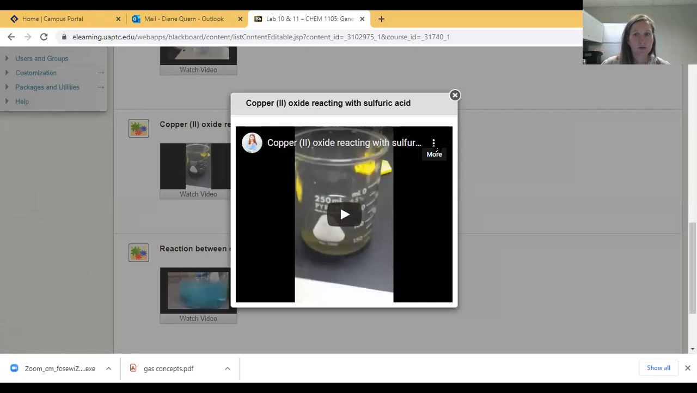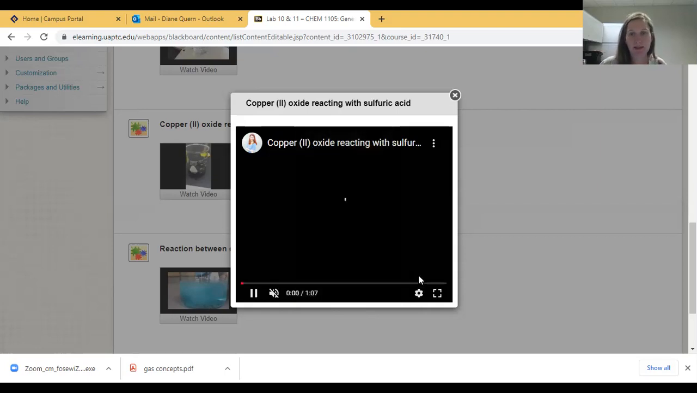So Joy is just joining us. Hi, Joy. We're looking at a reaction with copper 2 oxide, and we're adding sulfuric acid to it. So it is experiment D. I'm correct. Yes. All right, so let me go ahead and play this.